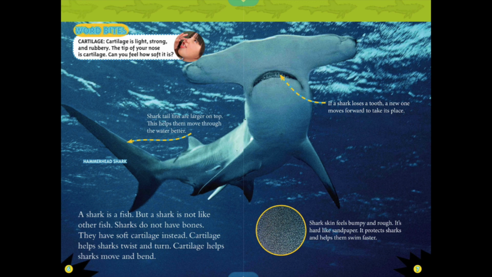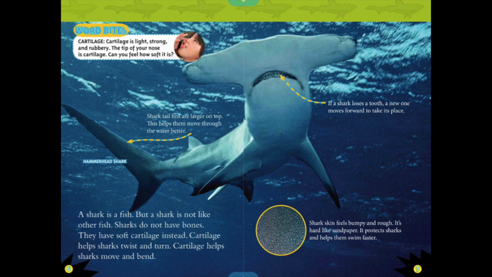This is a fact. Let's take a look at the diagram to find another fact. It says here that if a shark loses a tooth, a new one moves forward to take its place. Is this a fact? Yes, it is a fact. We know that it is true that a new tooth will move forward to take the old tooth's place. We can prove that that is true. So this is a fact.